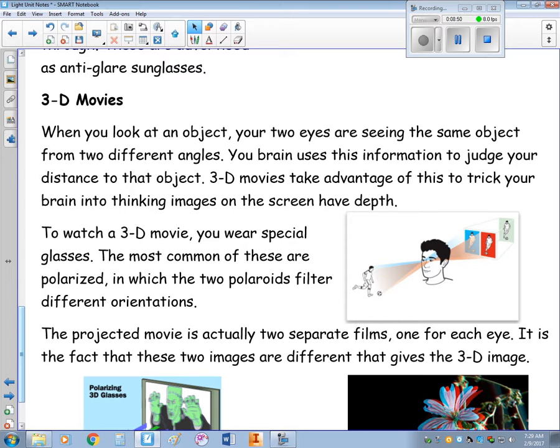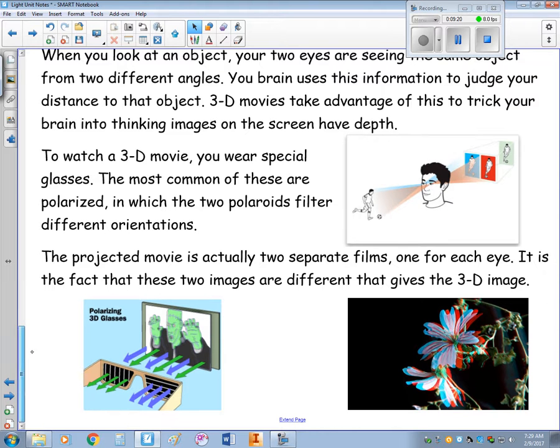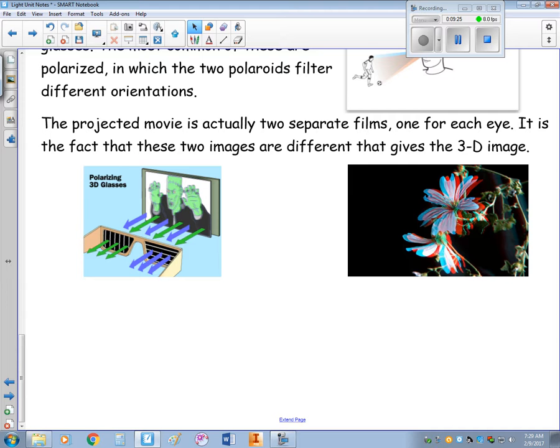So 3D movies then take advantage of this to trick your brain into thinking that you are seeing things that have depth. So to watch a 3D movie, you wear special glasses. And the most common of these are polarized glasses with two Polaroid filters that have different orientations. So the projected movie is actually two separate films, one for each eye. And it's the fact that we have these two images that give 3D movies this depth.